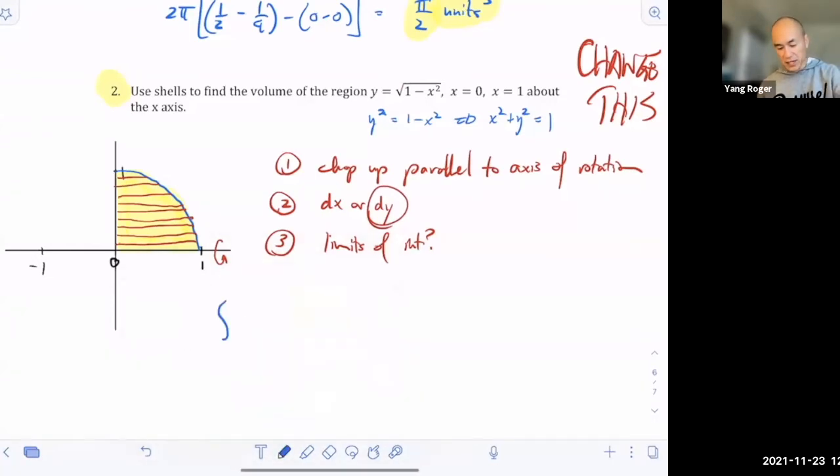Next, we have to ask ourselves, what's the smallest y could be? What's the lower limit of integration? 0, and the biggest is 1. I agree. 2 pi, what's the radius going to be? Y is correct. Here's the $1 million question, my friends. What's the height of the function going to be?